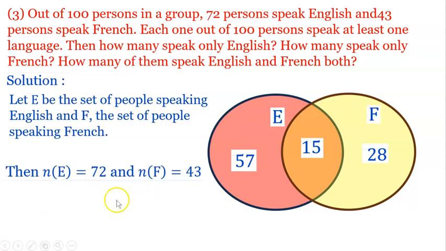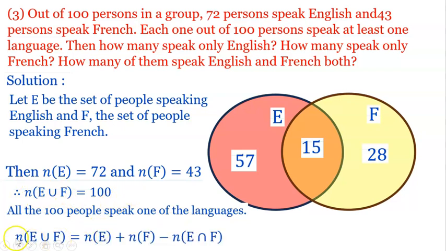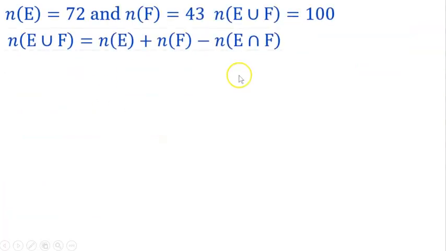Now we'll solve this example by using the formula. n of E is equal to 72. These are the persons who speak English. n of F, that is the number of persons who speak French, is 43. All the 100 people speak one of the languages. Therefore, n of E union F is equal to 100. Now the formula: n of E union F is equal to n of E plus n of F minus n of E intersection F. Now substitute the values in this formula.